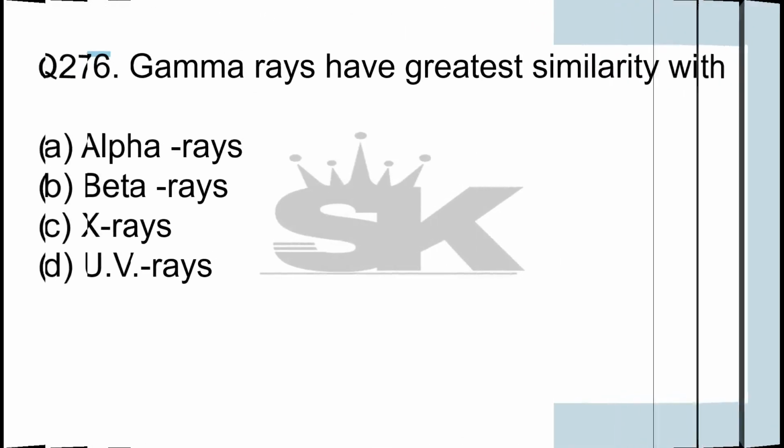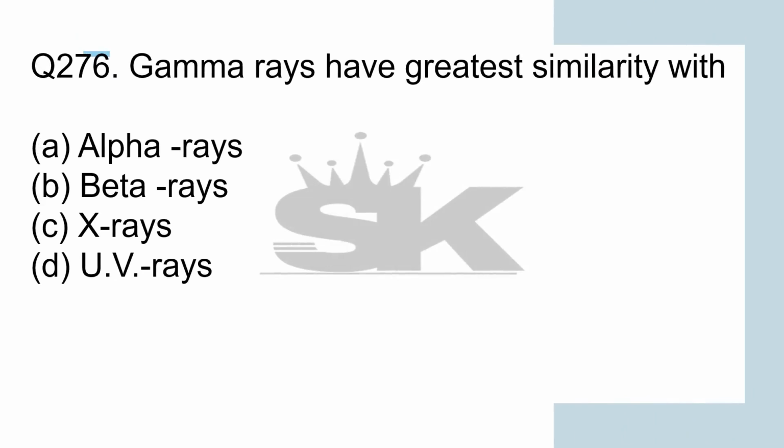Okay. Gamma rays have greatest similarity with... it is X-rays. Gamma rays are like X-rays, but the waves are smaller in wavelength. Okay. Both gamma rays and X-rays are photons with very high energies, and gamma rays have even more energy. They are also a type of ionizing radiation. Okay. Gamma rays can travel through thicker material than X-rays. Okay. Here the answer is C, X-rays.